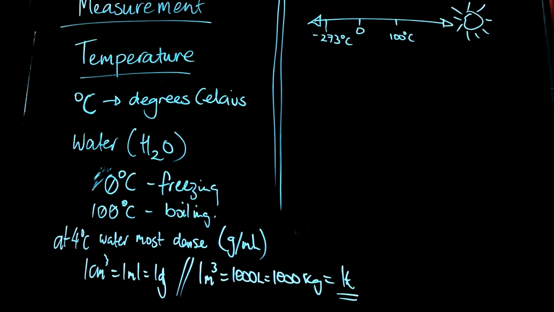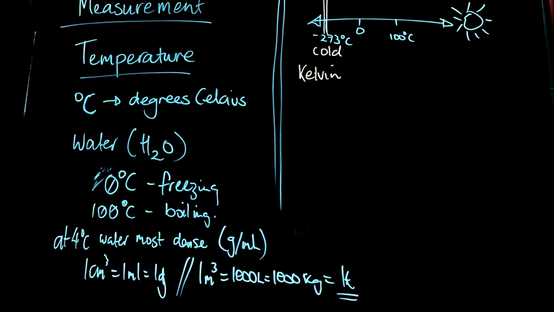But this is the interesting point here. How cold do things get? And this is about as cold as it gets. So it's interesting to have a scale where it doesn't proceed past a certain point. And that's where this idea of the Kelvin scale comes into play.